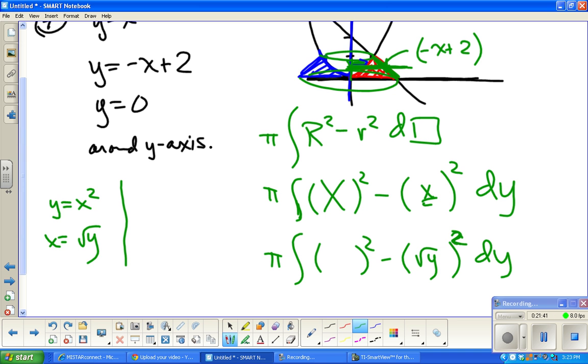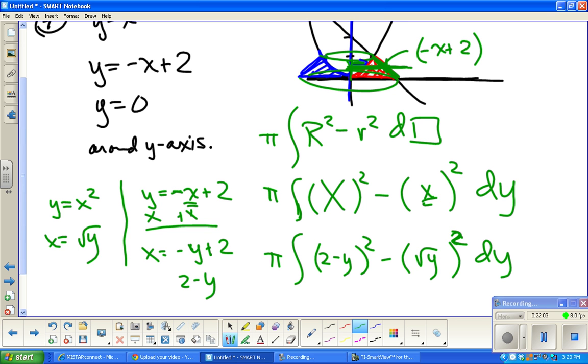So if I solve this one for x, now there are half a dozen ways to do it. I'm actually going to add x to both sides and then subtract y from both sides. So ultimately what I end up with is negative y plus 2, or if you'd rather, 2 minus y. So all I'm doing is the radius was an x value, and I don't want to write x because this is about y. And I didn't have a way to distinguish between the x's anyway.